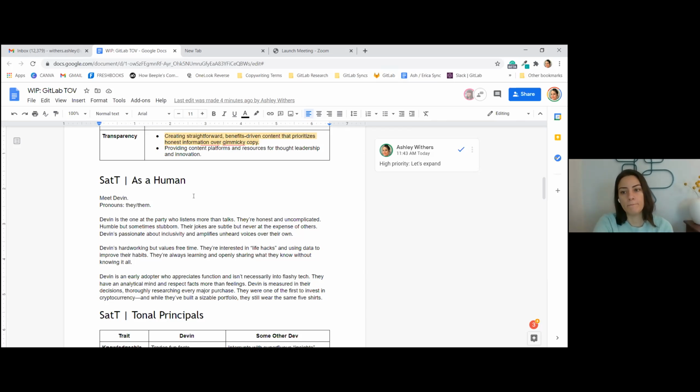And doing the kind of gender neutral person, the they, them pronouns, it just embodies and encompasses, I think, a lot of our values at GitLab. So I love it.